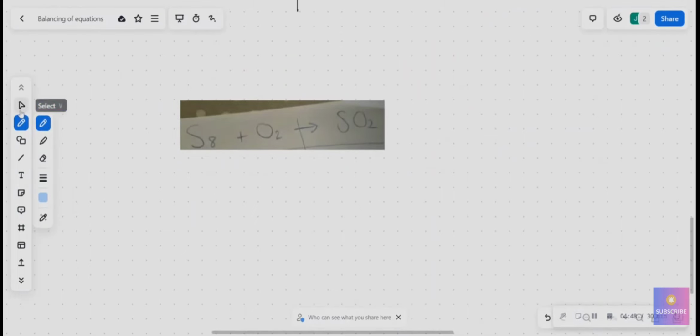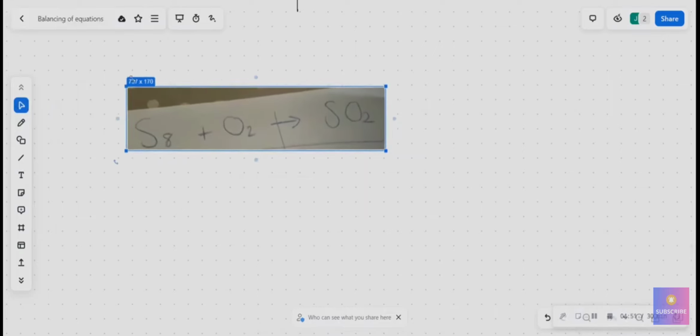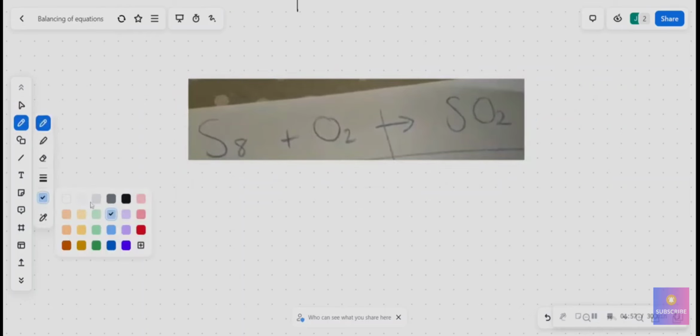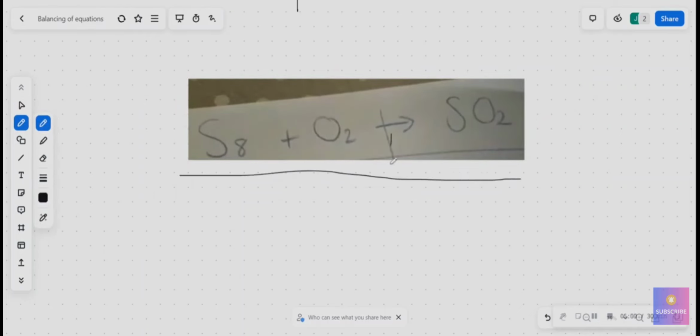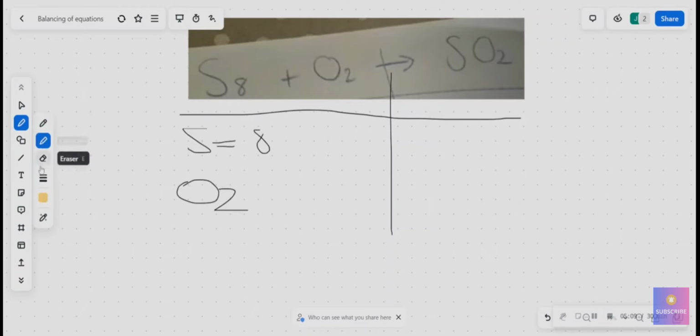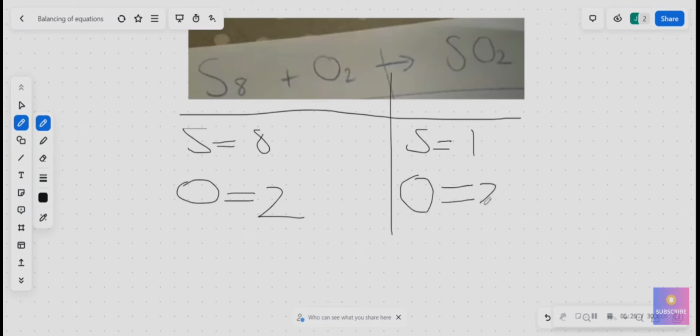Let's maybe make it a little bigger. Okay. Let's take my black pen. So on this side is my sulfur, it is 8. It's my oxygen, oops, erase, that is 2. Sulfur on this side is 1, because there's nothing in front, nothing at the subscript, but if there's nothing, I know it's an imaginary one. Oxygen is 2.